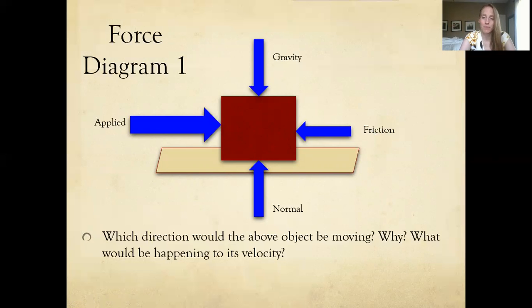And then what would happen to the velocity? Well, the velocity would slow down over time. So you would have a decreasing velocity, because over time, the applied force would weaken as it's been longer since you pushed it, and the friction would increase relative to that applied force until the object comes to a stop.